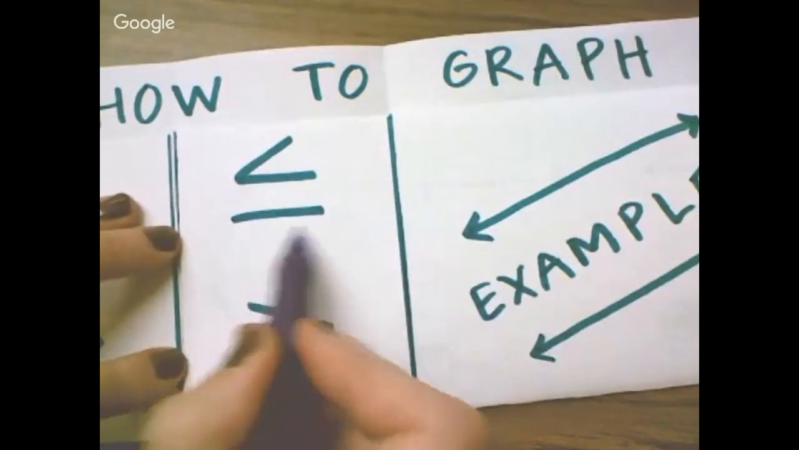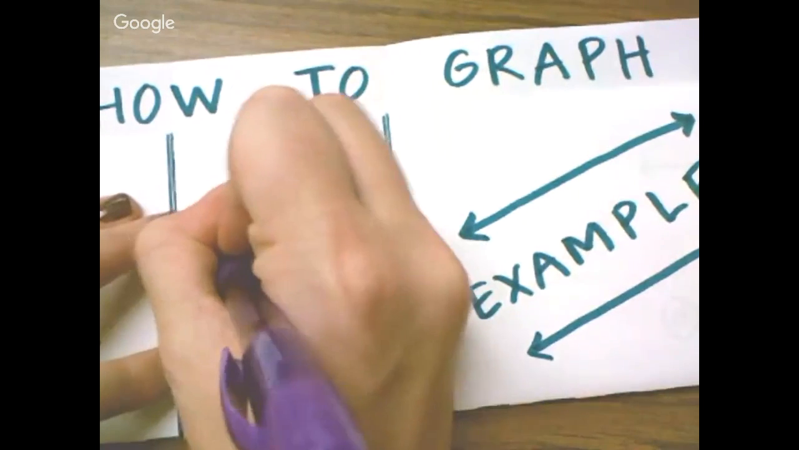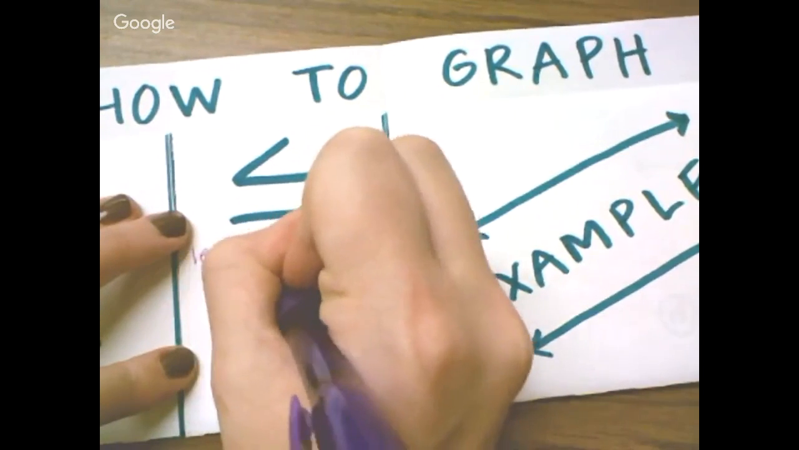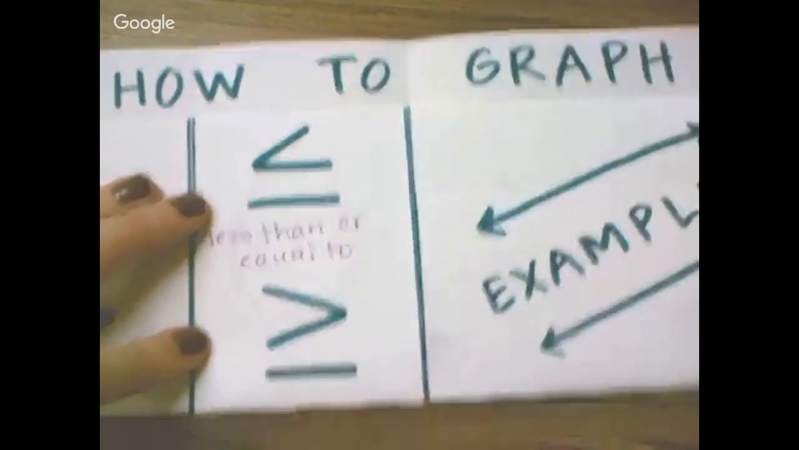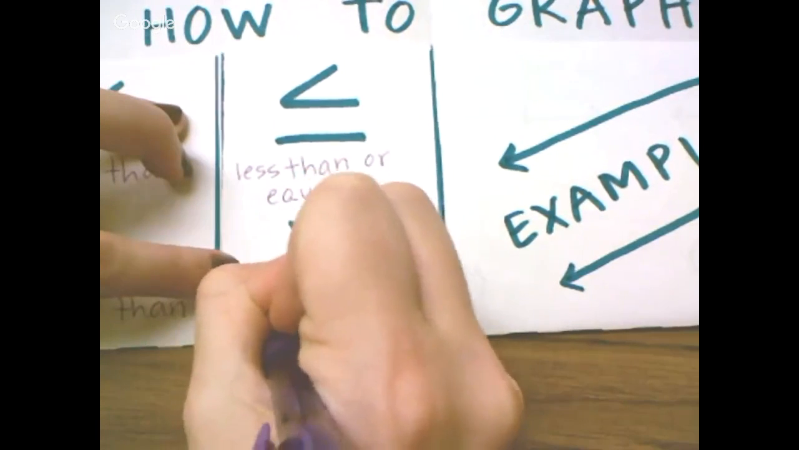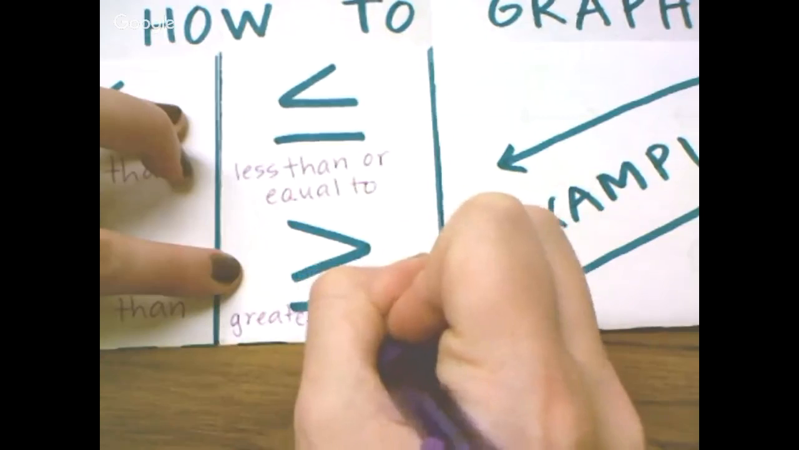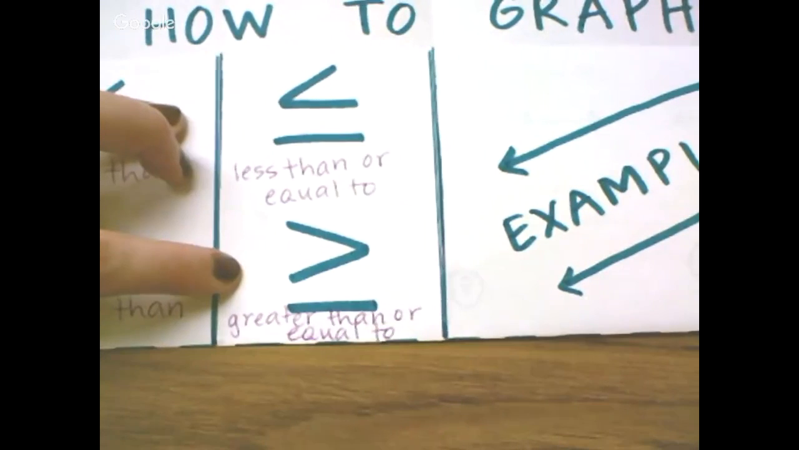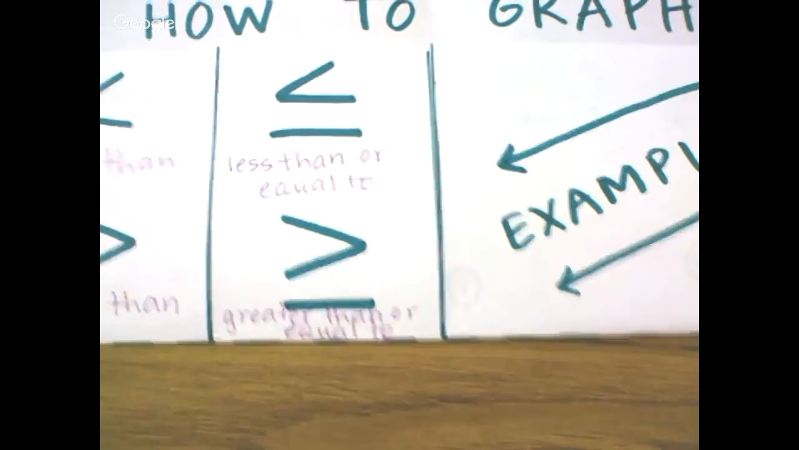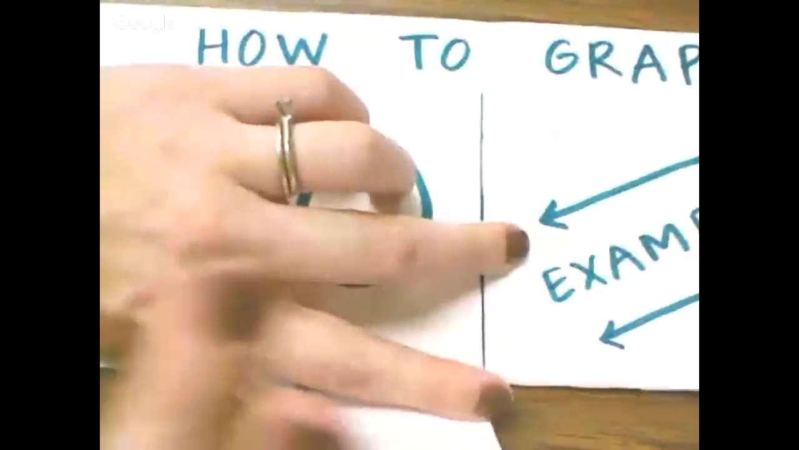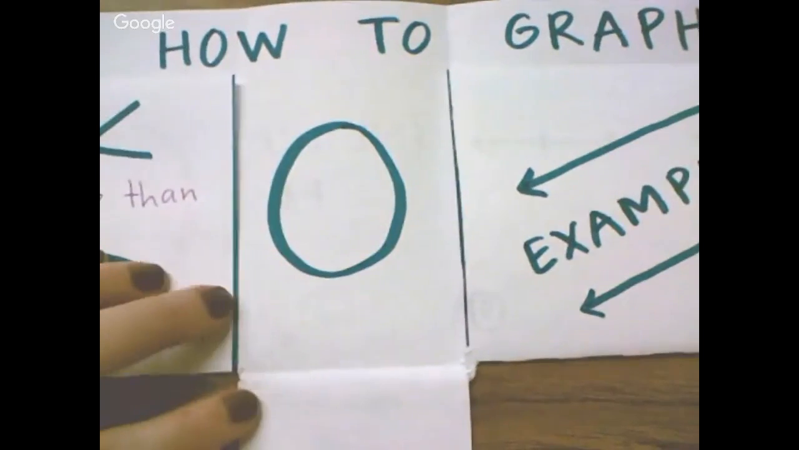Let's close this up. My other options, if it has this equal bar underneath, this is less than or equal to. In that same way as the other one, this is greater than or equal to. Now, since my regular less than and greater than was an open dot, my less than or equal to and my greater than or equal to are represented with a closed dot.